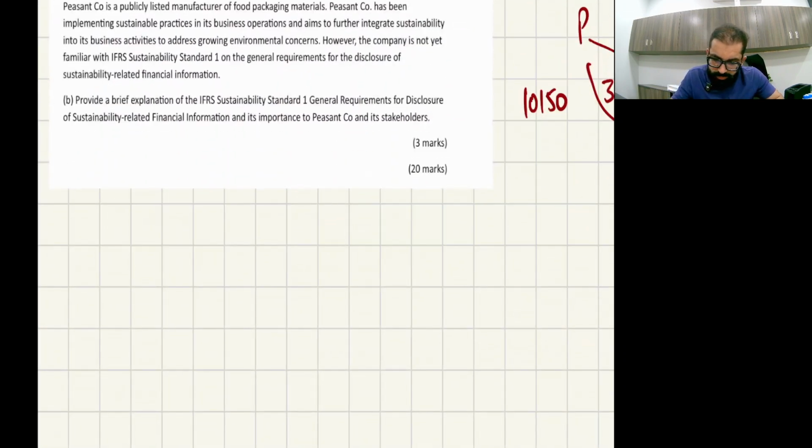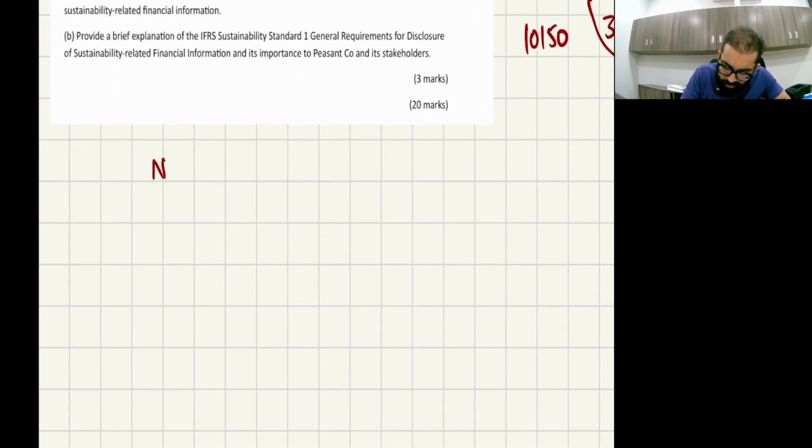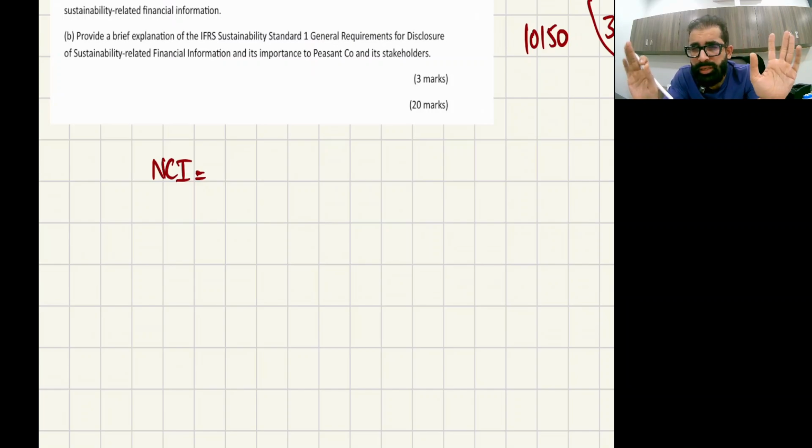In this question, finally, you will have to calculate NCI for the income statement. Now the simple formula, listen to me, please look here. The simple formula for NCI is S company's profit after tax multiplied by the holding percentage. Okay. And yes, we need to do it 9 upon 12. Now the first issue.